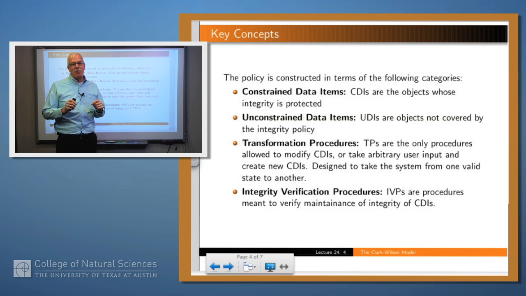You have a set of transformation procedures, which are the steps which have to be taken to make sure that things balance after a check is cashed or an account is opened or something like that. And then you have a set of integrity verification procedures, and those are the procedures by which you look at these transactions to see whether they maintain consistency of the state of the system.